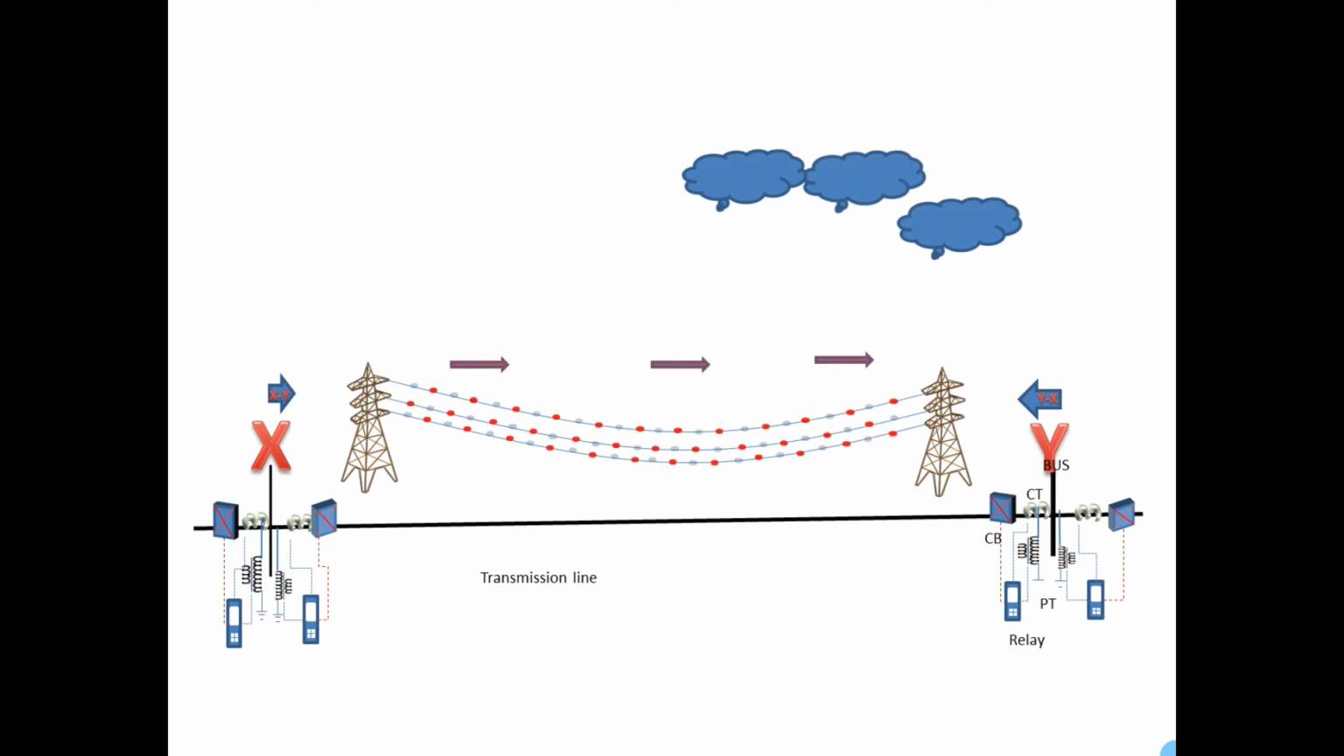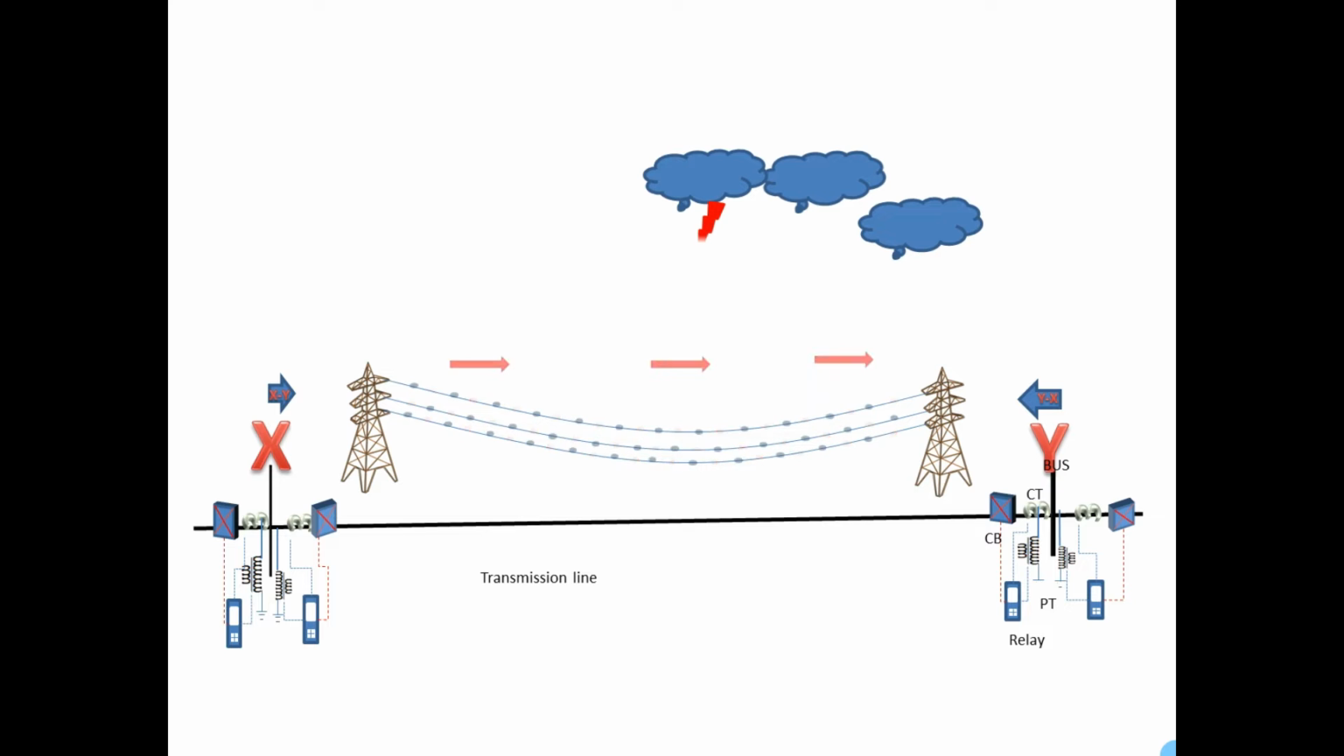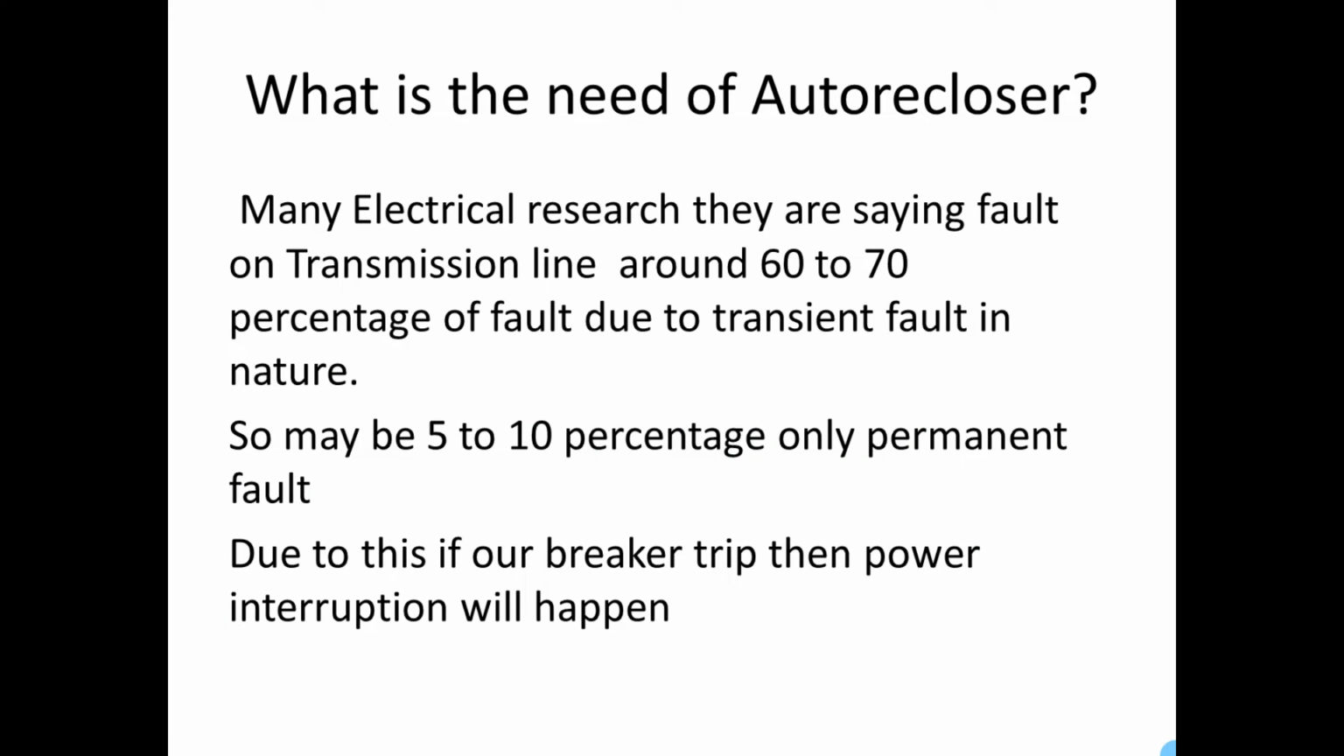Like this, if you have lightning, or birds touching the transmission line and getting shocked by connecting the two phases, all this comes under transient fault. Now we will see why we need AutoRecloser.